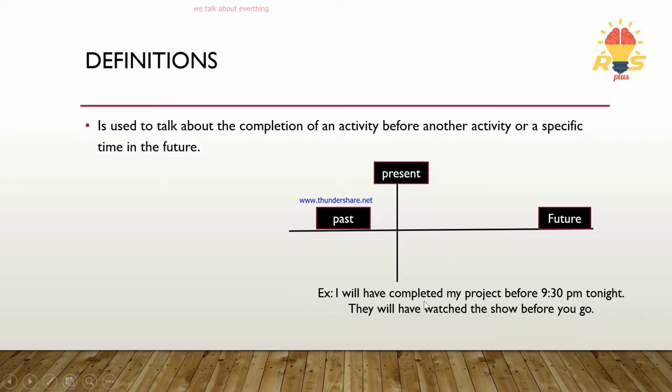Example: I will have completed my project. See, I will have completed my project. I'm gonna finish it. It's done, and before 9:30 tonight. Before 9:30 tonight. So 9:30 tonight is what? It is a time. I mentioned two things, like before a specific time in the future. So it is a specific time.